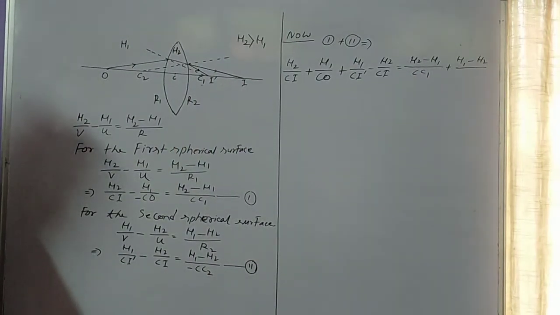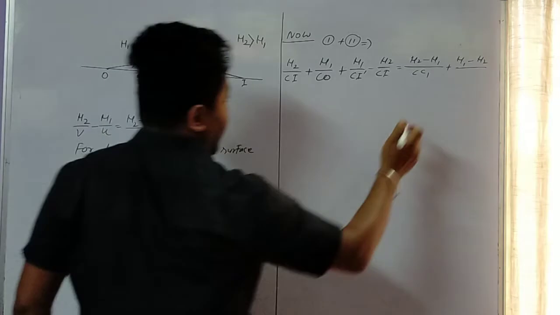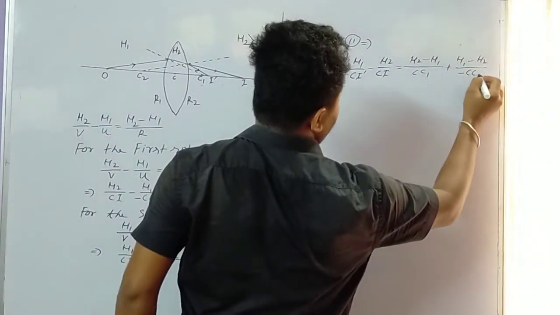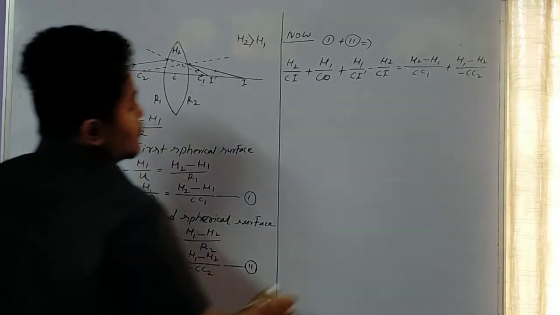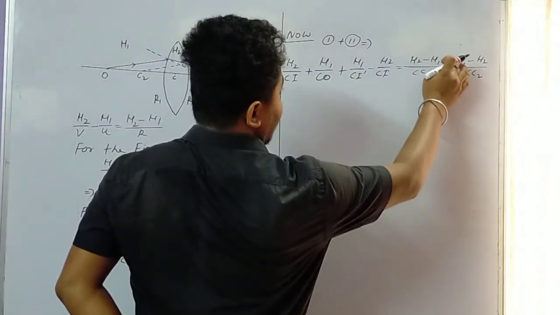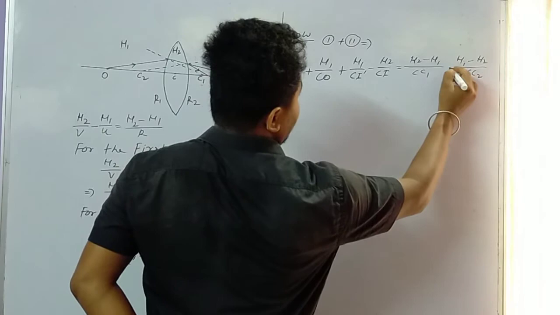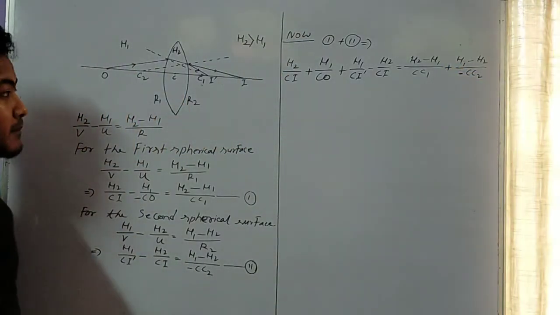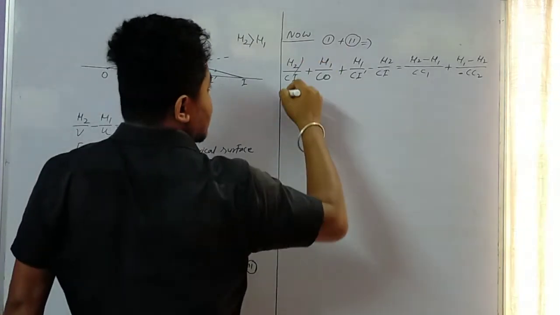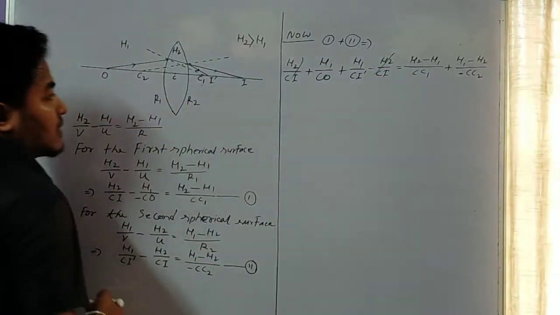Is that clear to all of you? And in the place of r2 you will write minus of CC2. So I can write directly, this is if I add them. Since this is minus, minus plus minus, it is okay, this plus minus CC2. Understand? Now mu2 by CI will be cancelled.